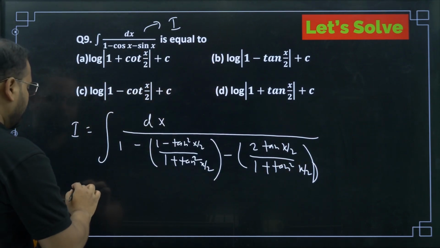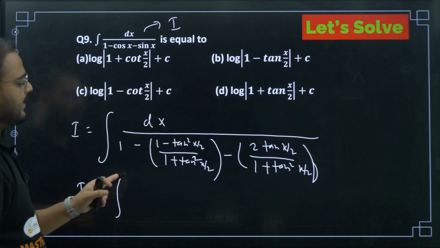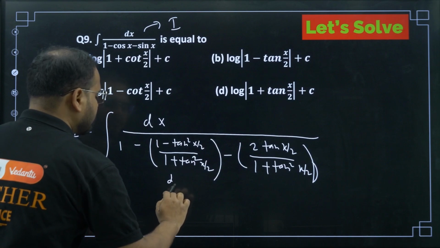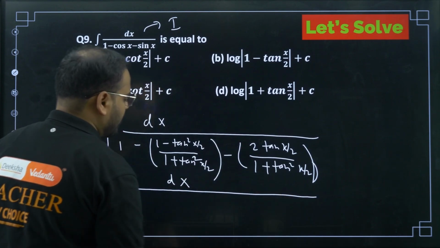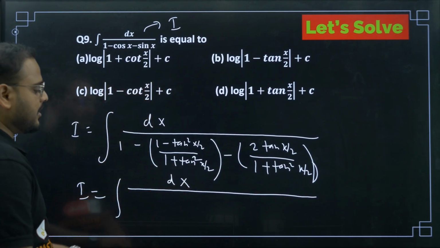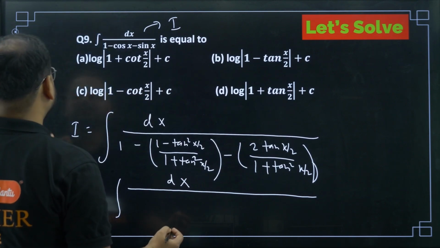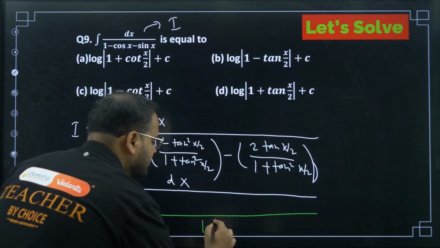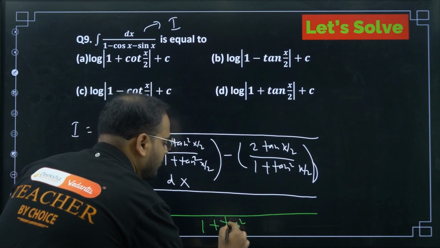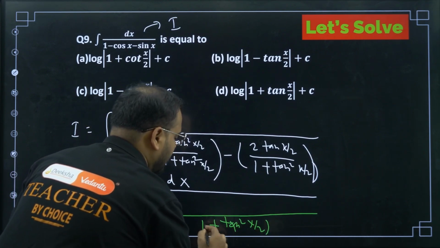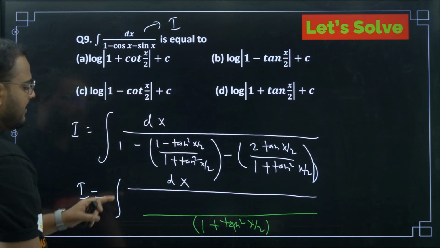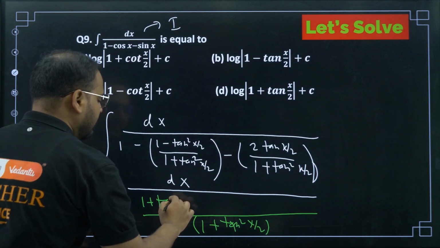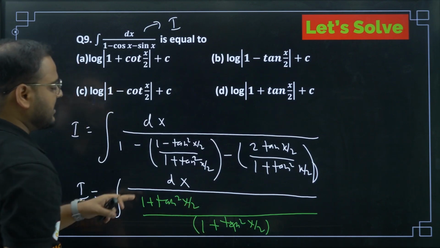Yes or no? Now if you do this, I equals integral of, take LCM over 1 plus tan square x by 2. What am I going to get? This is going to be dx over here without any change. My denominator will be the LCM 1 plus tan square x by 2. What is this 1 here? I have to multiply the same thing now, 1 plus tan square x by 2.